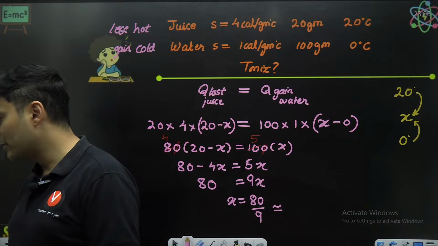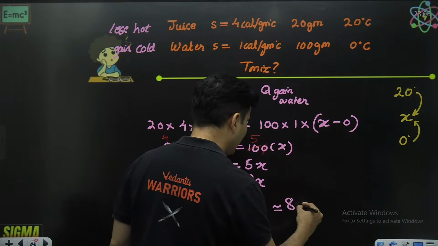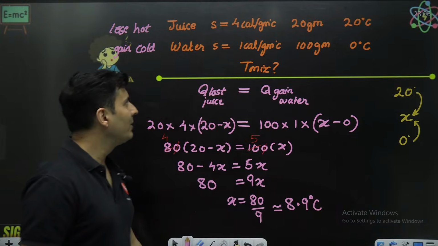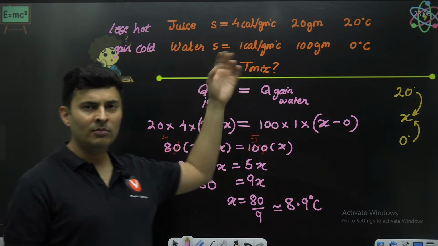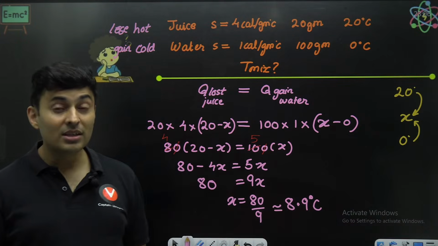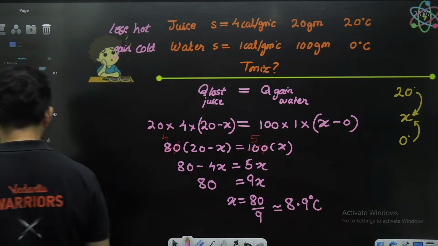And some of you have already given the answer, 8.89, almost. Yes, it will be almost 8.9 degree Celsius. So you mix the cold water with the juice, which is warm. The final temperature of the mixture is 8.9 degrees Celsius. So these kind of questions also do come. Okay, keep this in mind.